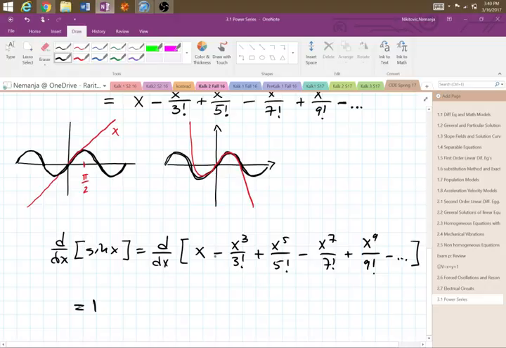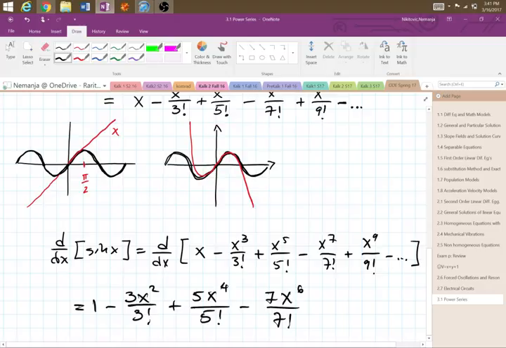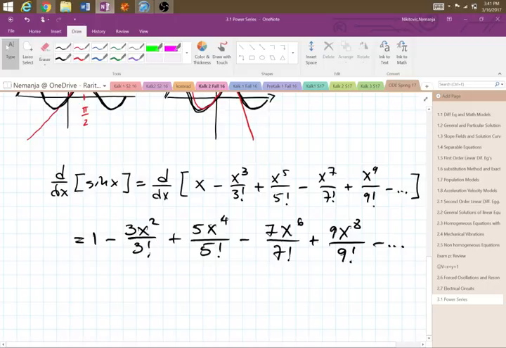One minus 3x squared over 3 factorial plus 5x to the 4 over 5 factorial minus 7x to the 6 over 7 factorial plus 9x to the 8 over 9 factorial minus, and that's going to go forever. Now what happens with this is, well, actually first we cancel.